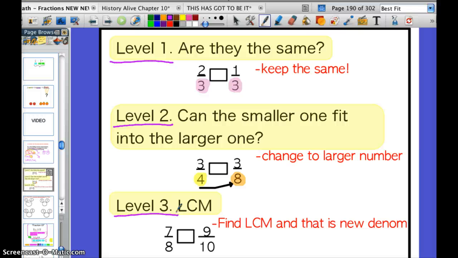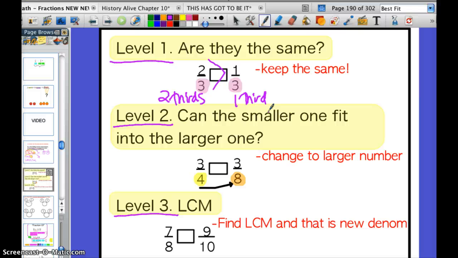We do not need to change the denominators because right now, looking at this, we can only deal with the numerators. 2/3 and 1/3, it's just like those pictures. There's more thirds here than there is here, okay? 2 is more than 1. So 2/3 is more than 1/3. So level 1 is when the denominators are the same, so we keep them the same. We're in good shape, okay?